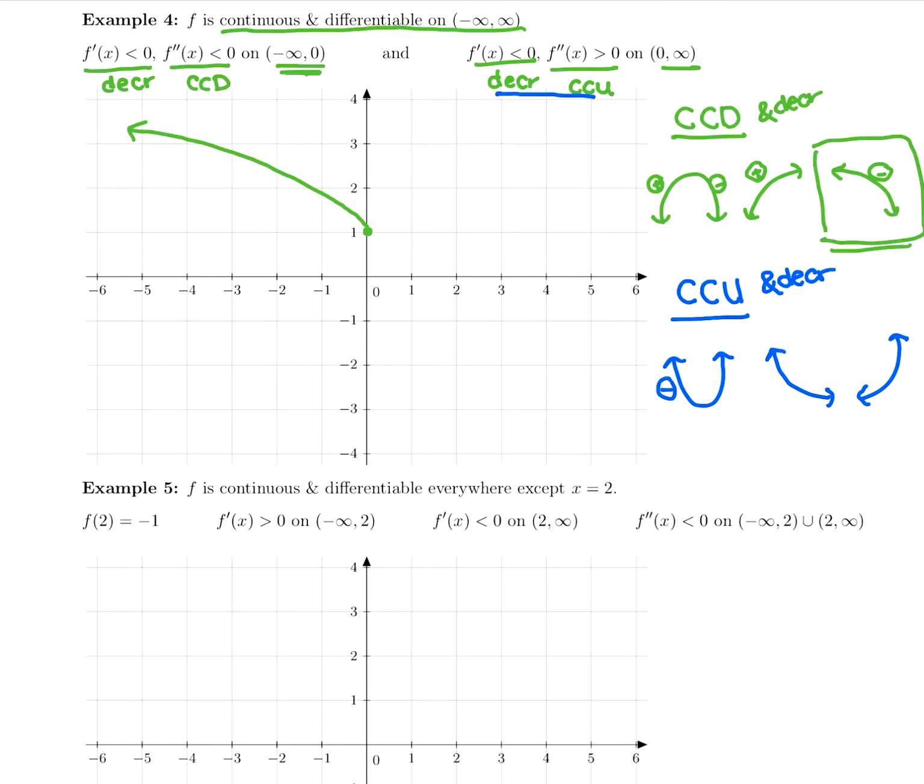So I want to pick the one that's decreasing, so the one that's falling. This one's falling, but then it's rising, so it can't be a full U shape. This one's always falling, this one's always rising. So which one should I pick for decreasing? The first, the second, or the third picture? I should pick the second.